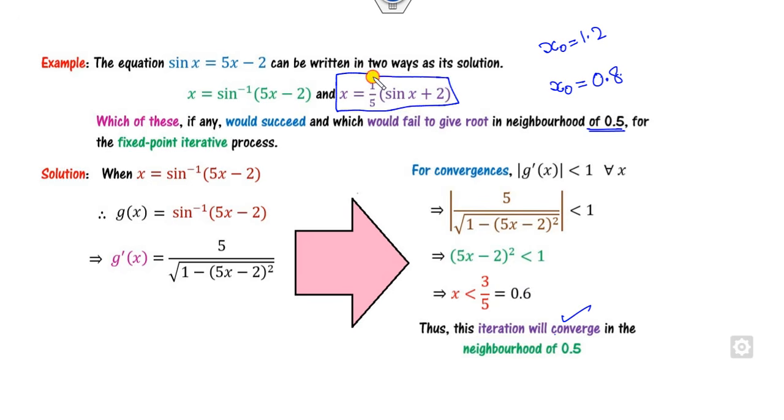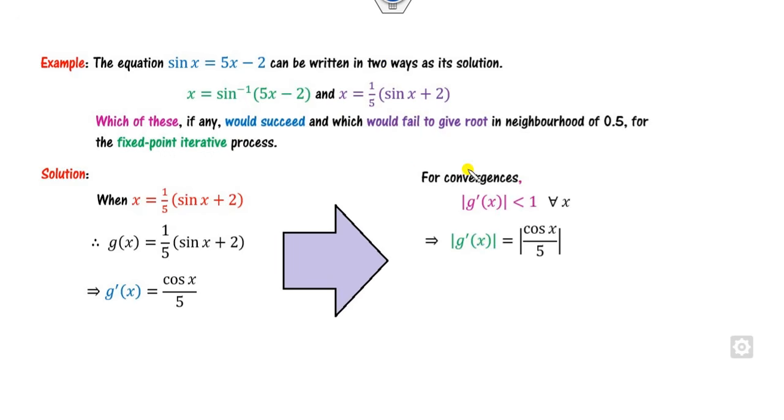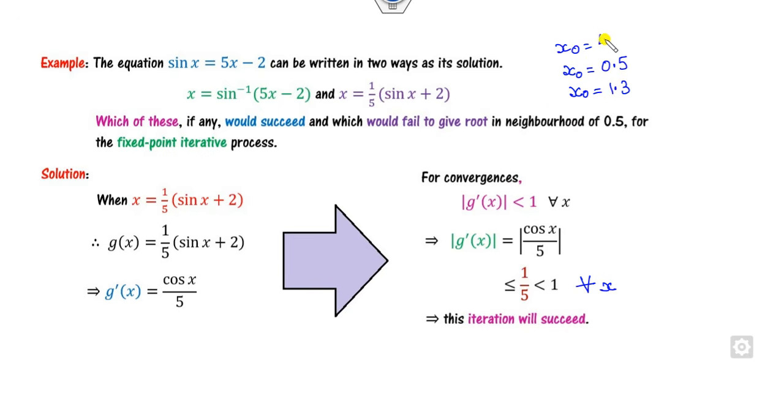Similarly, if you look at the second case, this is my g(x). You can find the derivative. What is cos x? It is always less than 1 divided by 5. So since 1 over 5 is less than 1 for all x, this holds for all x. What is the meaning of that? You can take x naught as 0.5, or 1.3, or 4.3. In all these cases, your fixed point method will converge definitely. So this is the best choice to find the fixed point equation.